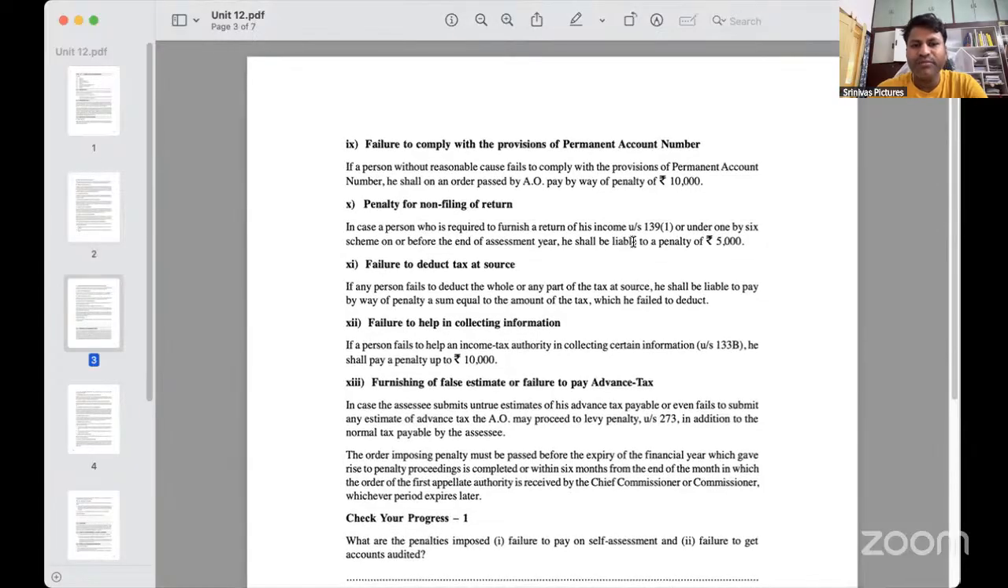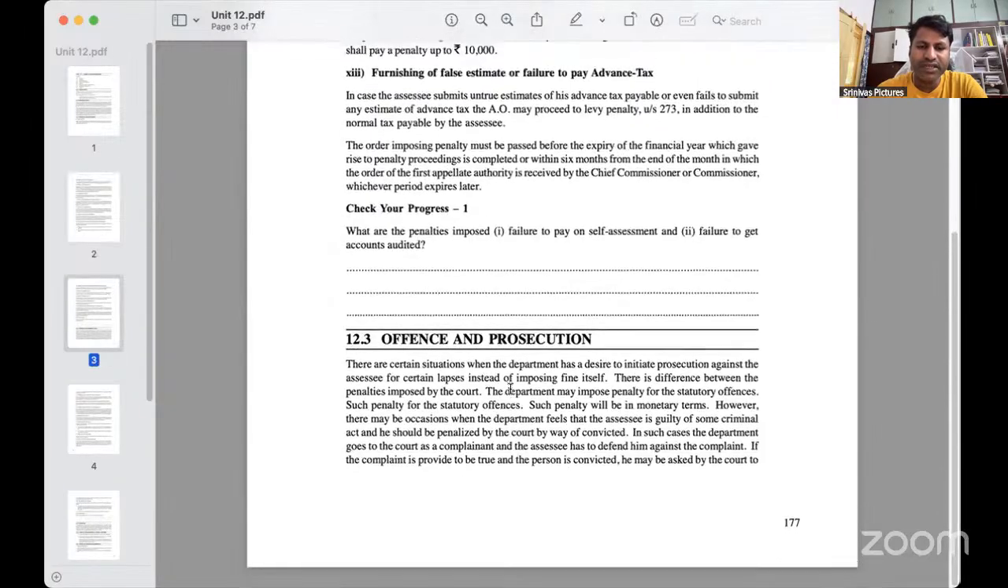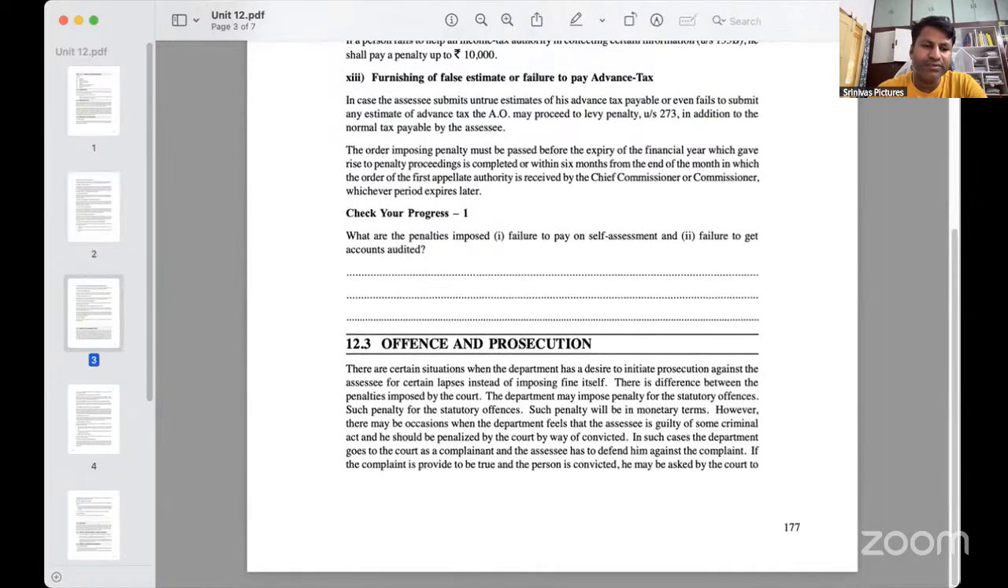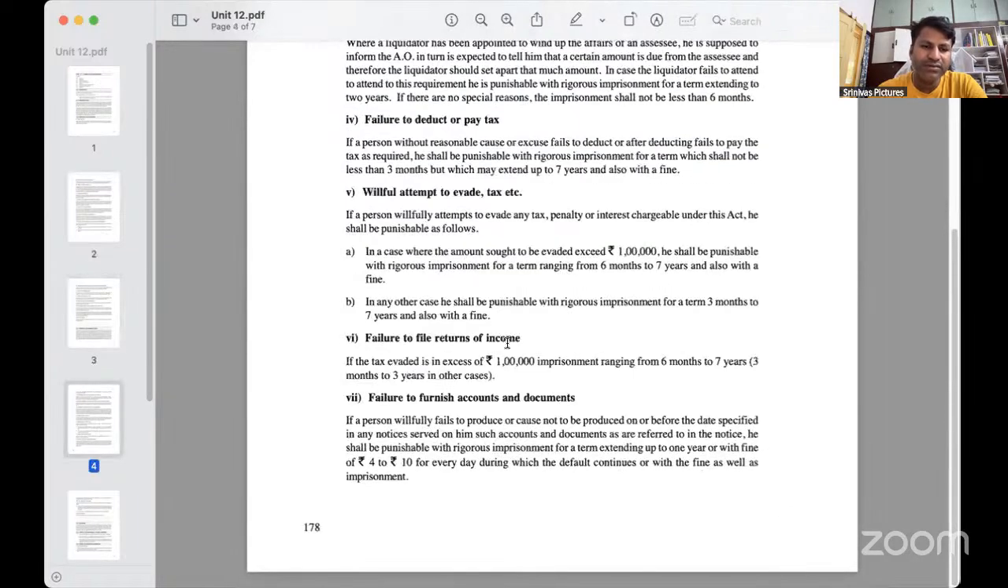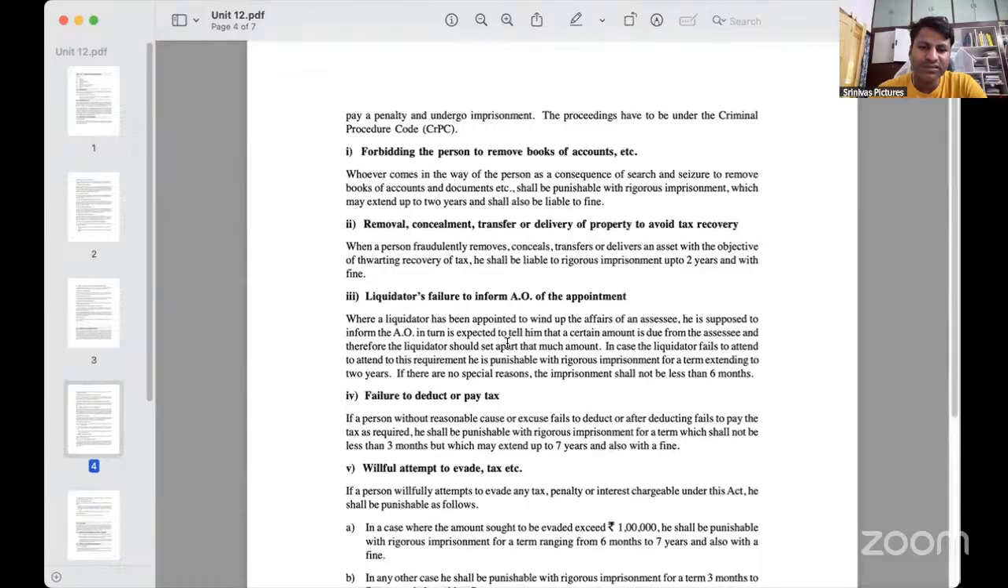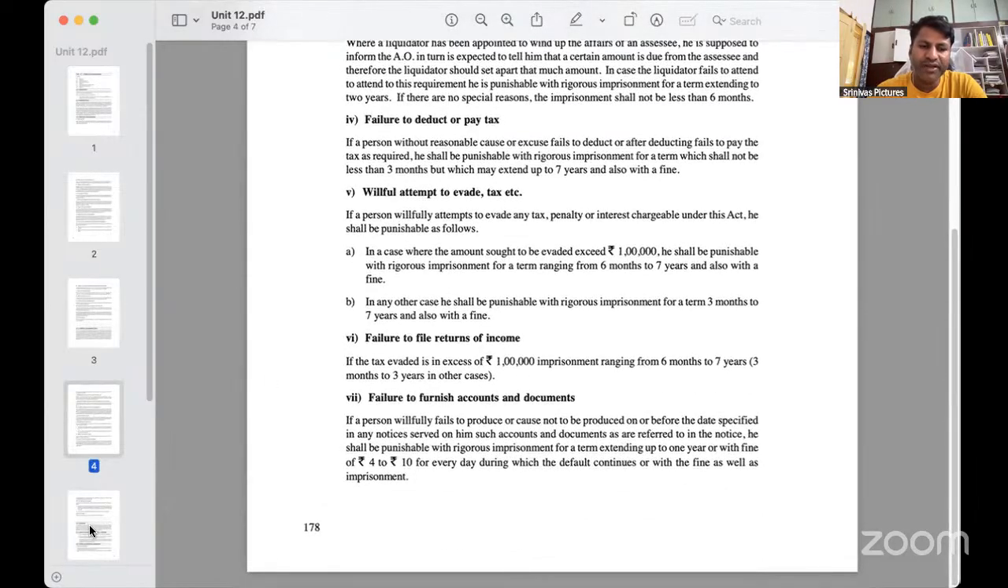Next one, failure to comply with the provisions of permanent account number. If you don't have a PAN card, you have to pay a 10,000 penalty. Penalty for non-filing of returns under Section 139: if you are not able to file the returns, you have to pay 5,000 rupees. Then failure to deduct tax at source, and failure to help in collection of information. In all these situations they are going to pay penalties. So this is the story about the offenses.